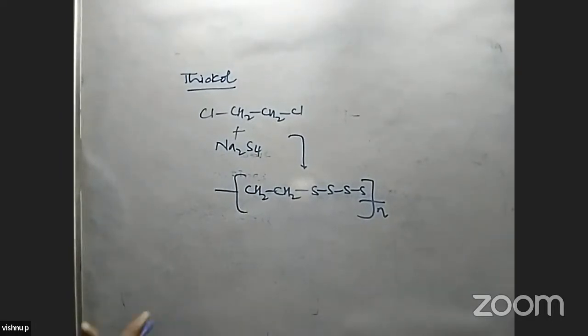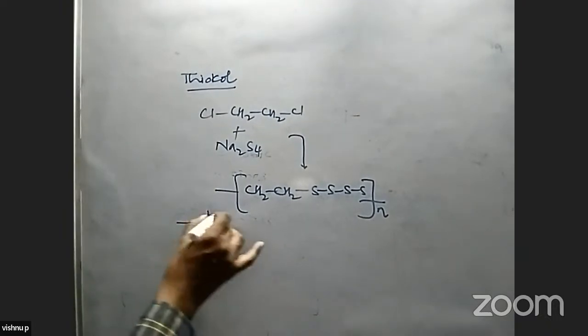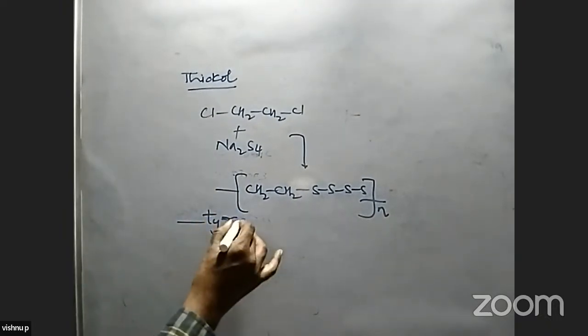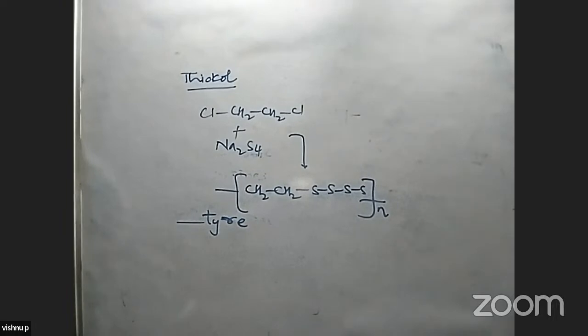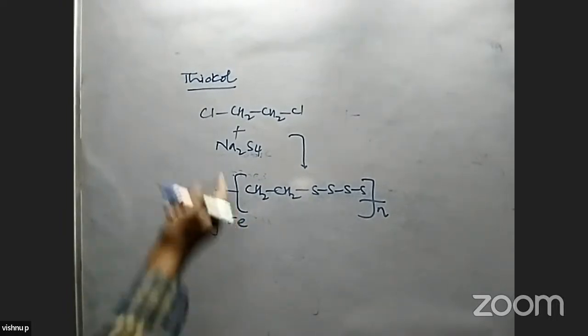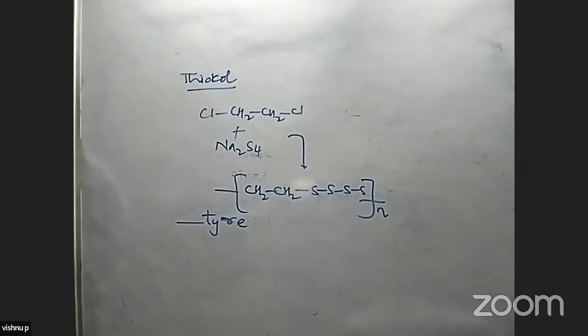What are the main uses? Again, this thiol rubber is used in the tire industry, and also in tire coatings, that thiol rubber is used.